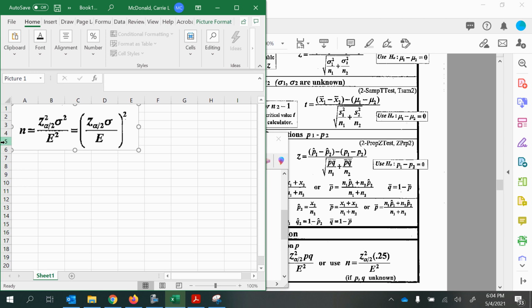Okay, now that we have the formula, these are both equivalent forms. I usually use the second one here. To me, it's simpler because you can just square everything at the end instead of having to square each individual value. So we're going to do this part of it right here. We're going to get the critical value, multiply it times the standard deviation, and divide it by the margin of error. Then we'll take all of that and raise it to the power of 2.